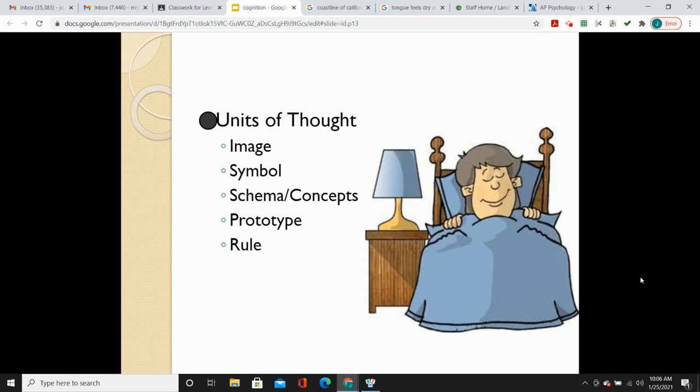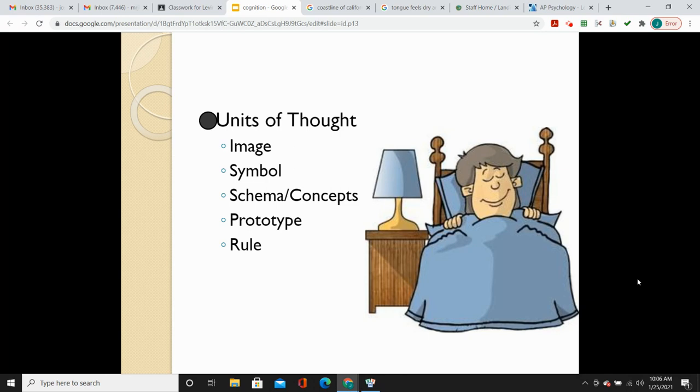A symbol is an abstract representation of an idea. What I mean by that is that the image or thing that you see that represents the idea has nothing to do with the idea itself. So when you see a red octagon, we know that that represents a stop sign, but red octagons on their own have nothing to do with stop signs.